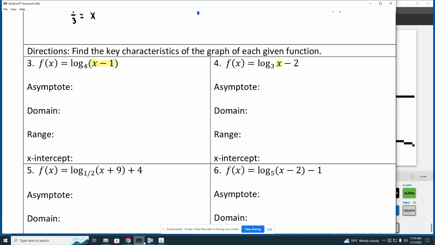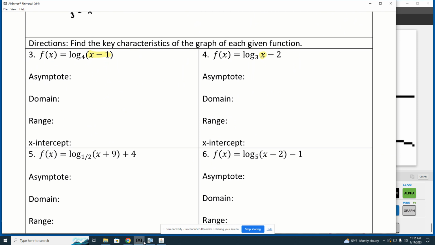Now, these last four, watch how fast we can do this, okay? We can answer 3 of the 4 questions like this, okay? Watch, asymptote. Did this shift left or right?